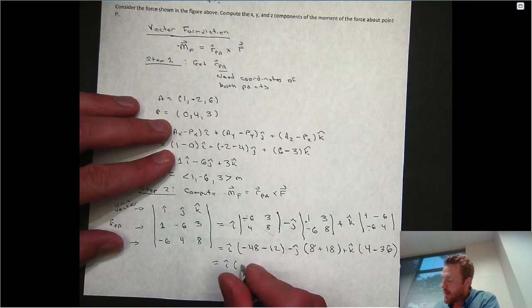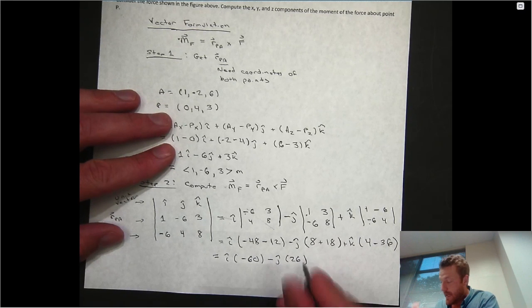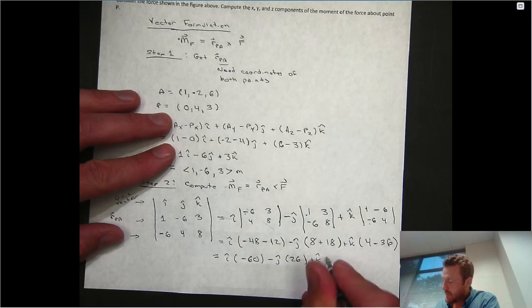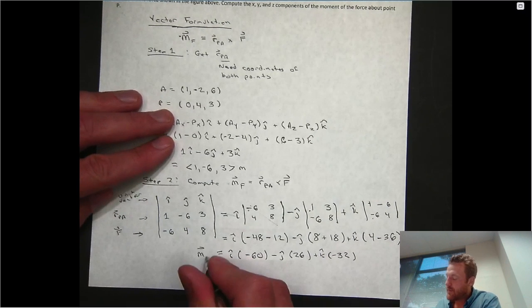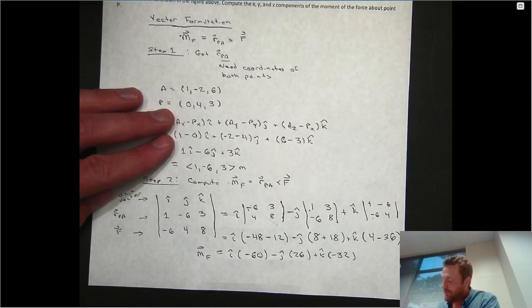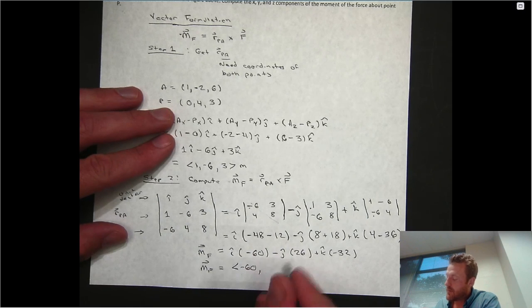So let's actually see what this turns out to be. The i hat component should be minus 60. The j hat component, we're going to eventually put that negative in there, is 8 plus 18, so that's going to be 26. And the k hat component, for minus 36, is going to be minus 32. So the compact way you would usually write this moment of this force about point P is minus 60 as the i hat component, the j hat component is minus 26, and the k hat component is minus 32. What are the units of that?